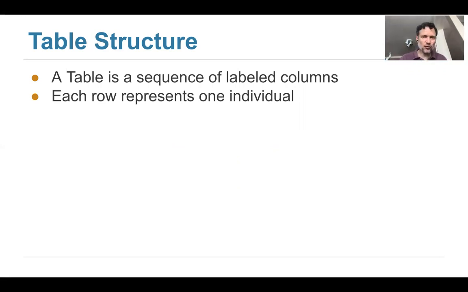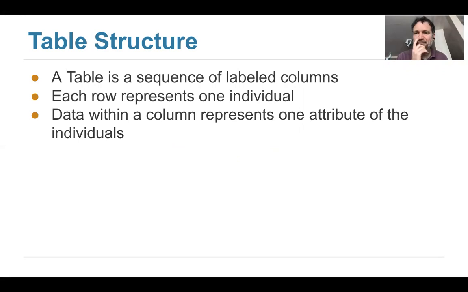The idea is that each row is going to represent one individual, like a person who's participating in an experiment, or a state, if you're measuring something about states, or a city, or a car, or something like that. And each column represents one attribute of the individual. Like if each row is a person, maybe you have a column for their height, another for their weight, another for whether they smoke or not, and another for their name.